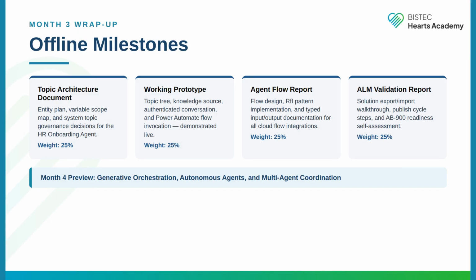Month 3 closes with 4 offline deliverables, each carrying 25% of the assessment weight. All are due before month 4 begins. The topic architecture document covers the entity plan, variable scope map, and system topic governance decisions for the HR onboarding agent you built today. It should answer which entities are used for which question nodes, why each variable is global or topic scoped, and what configuration was chosen for the fallback and require users to sign in system topics with the rationale for each choice.